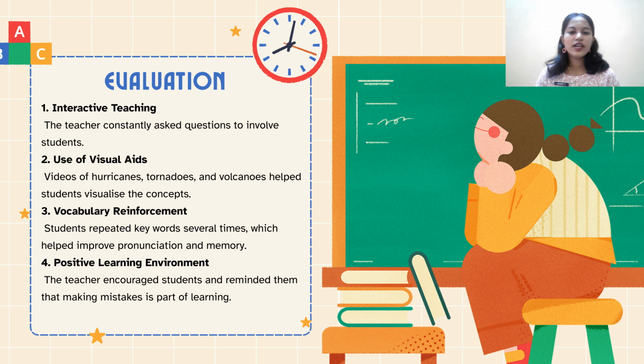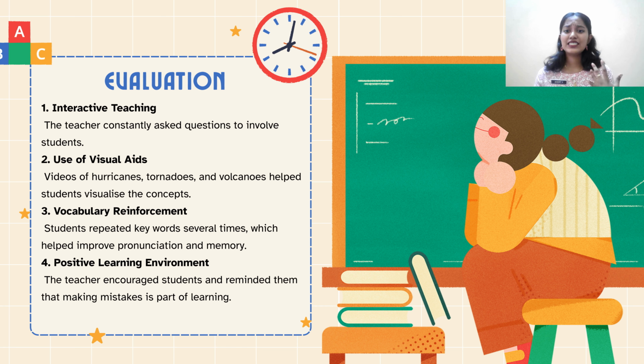So now I would like to discuss the strengths and weaknesses of the lesson. First, one of the strengths is student engagement, where the teacher actively involves students by asking questions and encouraging participation. Secondly, the teacher used visual aids such as videos and images. These materials help students understand natural disasters more clearly because they could see the real examples.